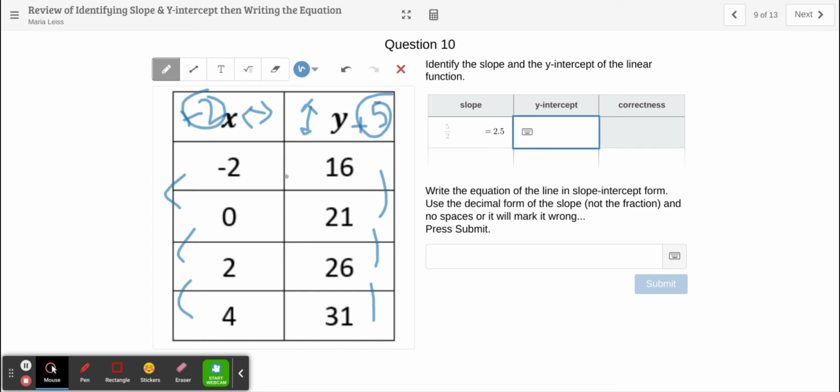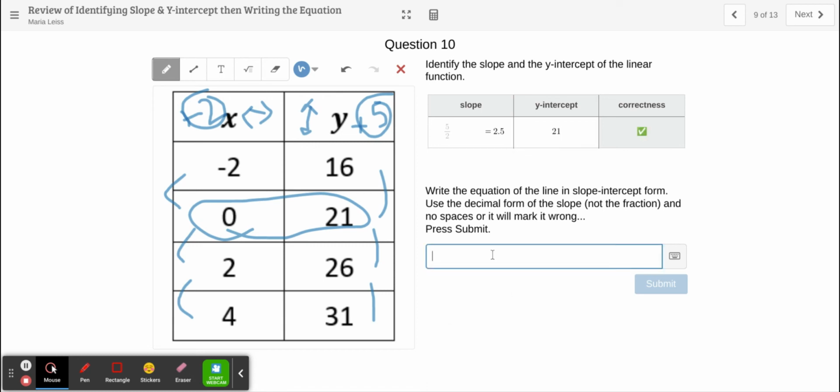Y-intercept on a table, I'm looking for where the line crosses, or on a graph, it's where the line crosses the y-axis. Well, it crosses the y-axis at x equals 0. So right here in this table, I have a 0. That means my y-intercept is going to be 21.